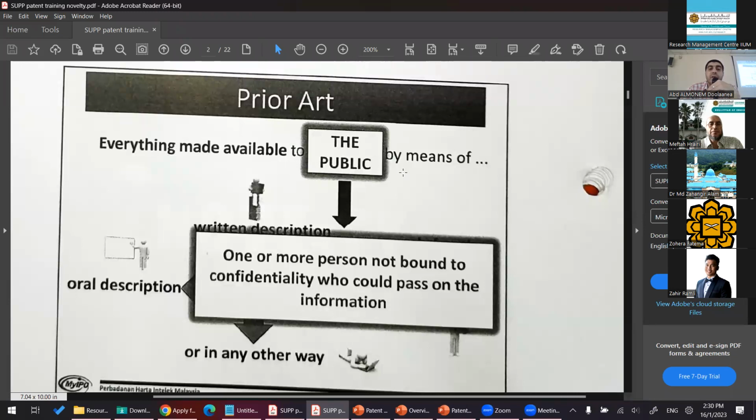Everything made available to the public by means of one or more persons not bound to confidentiality, who could pass on the information by description or any other way. So anytime you want to disclose something or discuss something with industry or a team, try to sign a non-disclosure agreement or confidentiality agreement so that they cannot disclose it, and if they disclose it, then you can sue them.